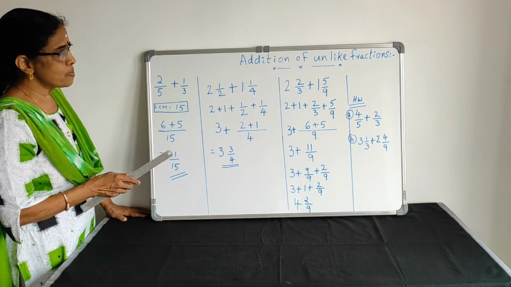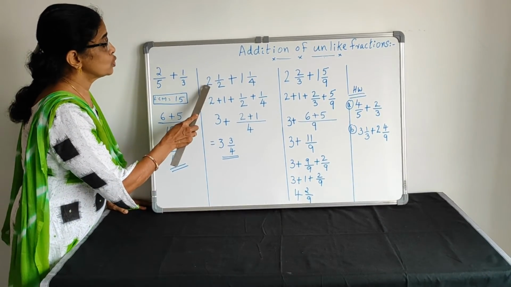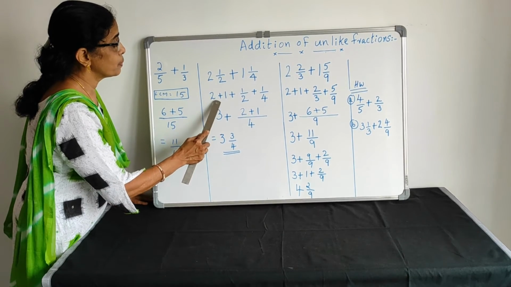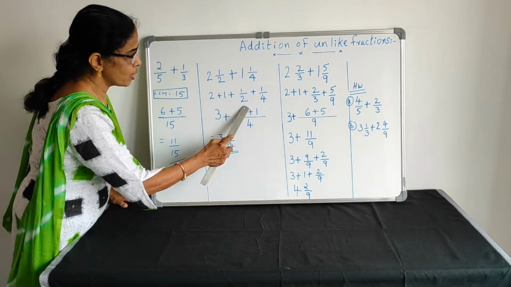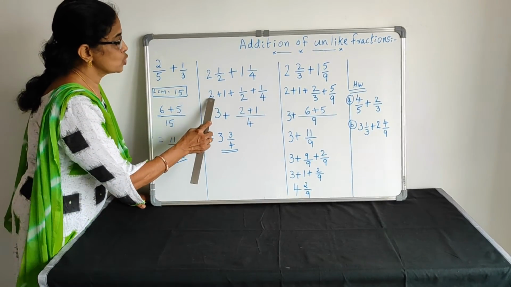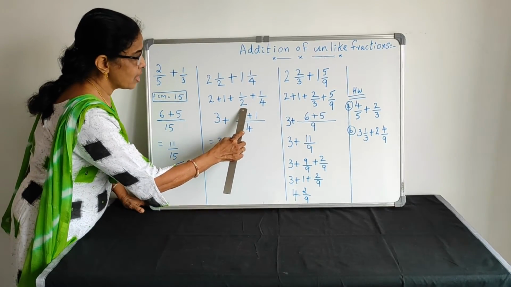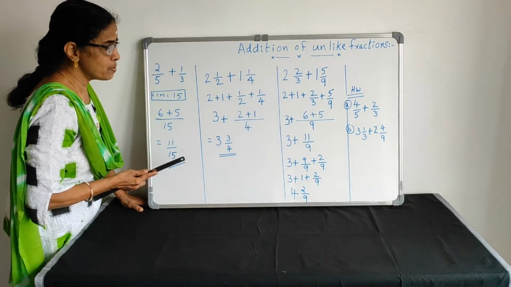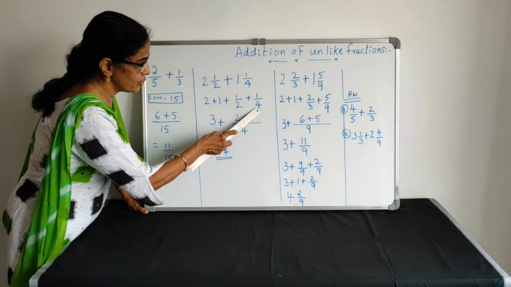The easy simple way is, first itself you separate the counting numbers. 2 plus 1, we are putting together. Plus 1 by 2 plus 1 by 4. We are separating the counting numbers separately. So 2 plus 1 we are getting 3. Plus half plus quarter. Very simple, just now we have done. So 1 by 2 plus 1 by 4.